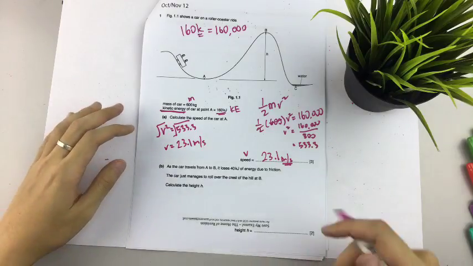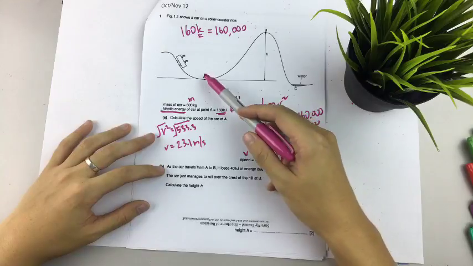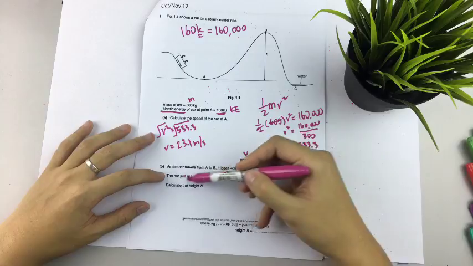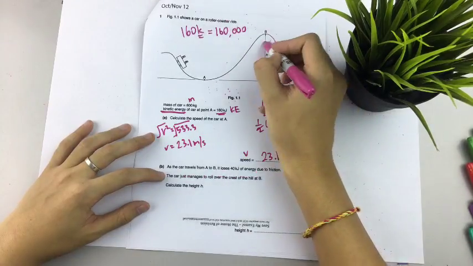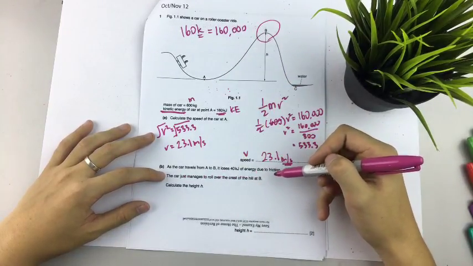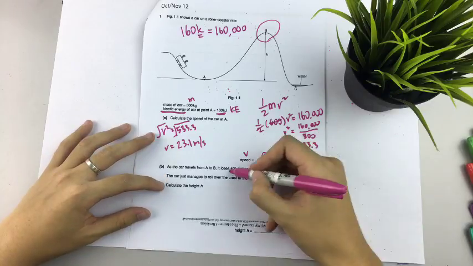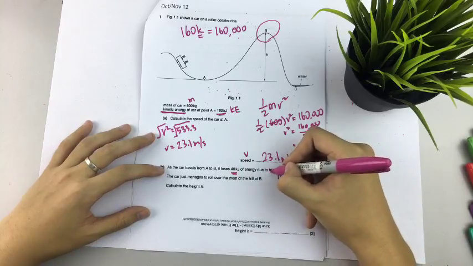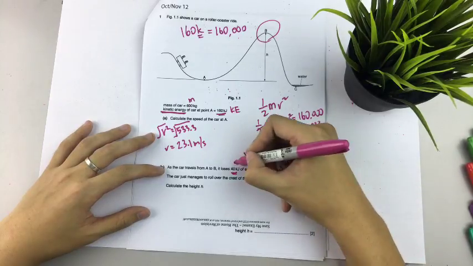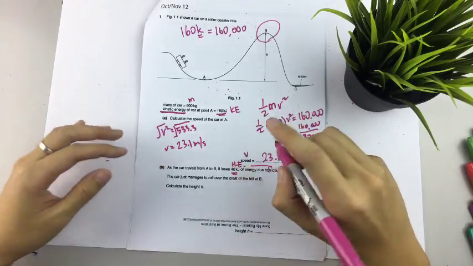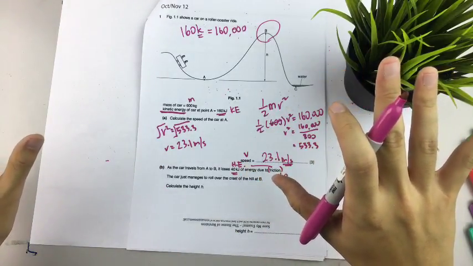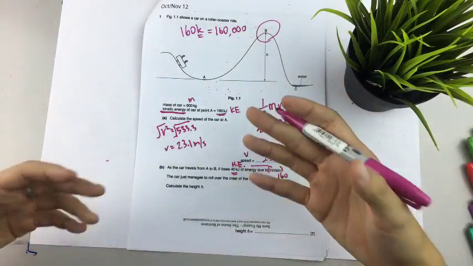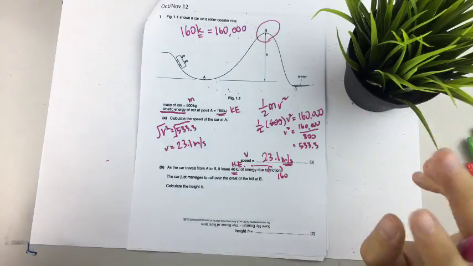Next one. As the car travels from A to B, it loses 40 kJ due to friction. So the car managed to go to the top. Now it's at B. Then what will be the height? It lost this much. Why can it lose energy due to friction? Because friction produces heat energy, and heat energy can be lost to the surroundings. Heat can be transferred through convection, conduction, radiation. That's the reason behind it.